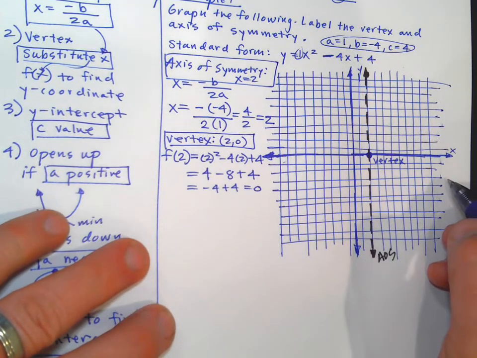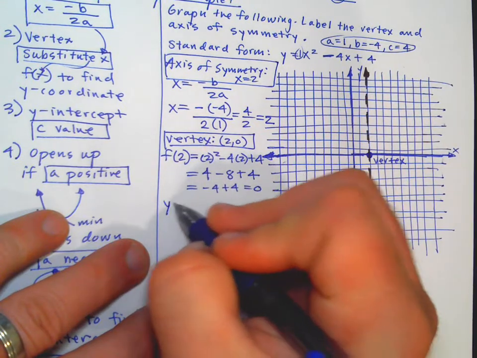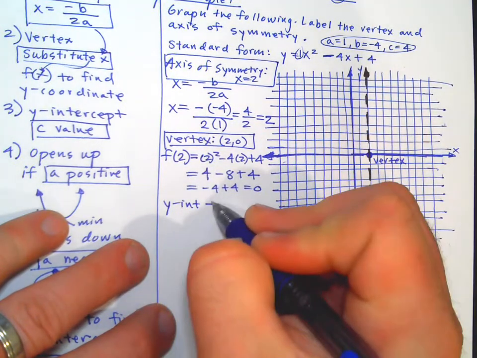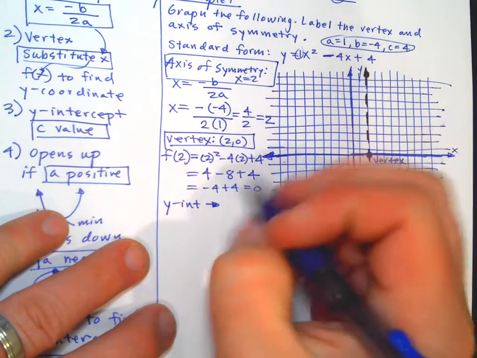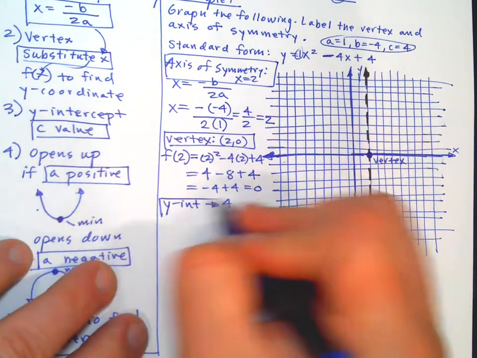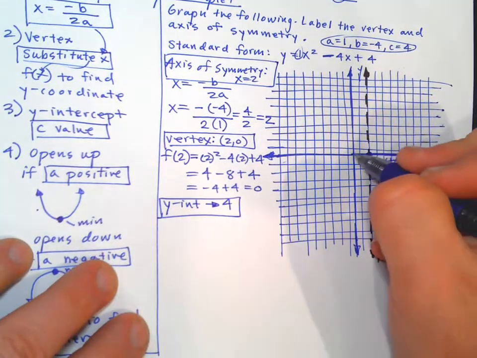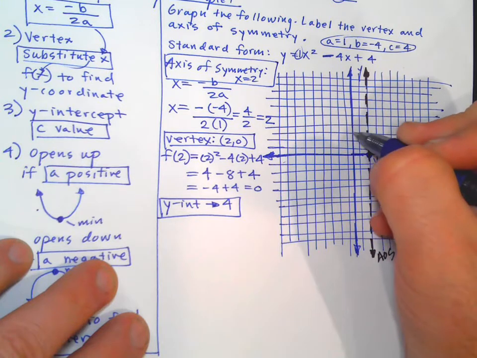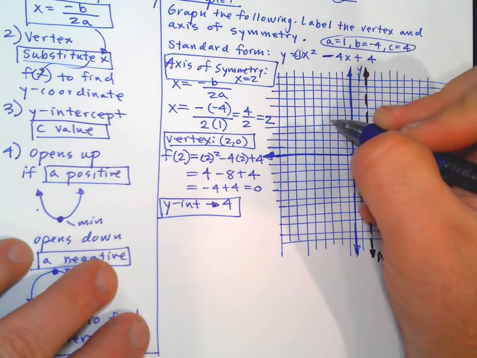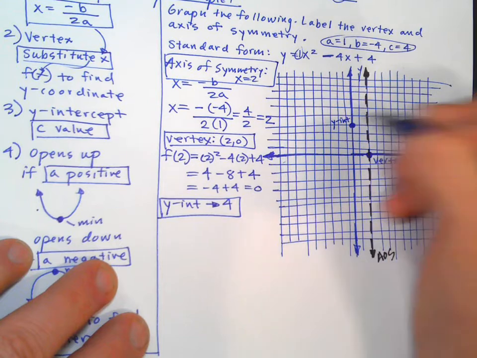Okay, so the next thing we're going to do is we're going to find the y-intercept. Now, the y-intercept is easy because it's just the c value up here. It is 4. And so the y-intercept would be on the y-axis. 1, 2, 3, 4 would be right here. So that's the y-intercept. Okay?